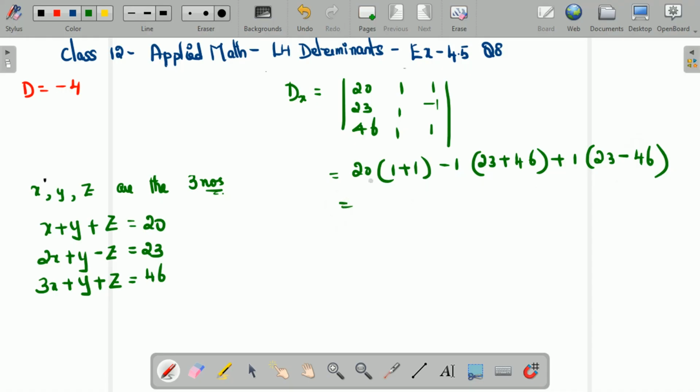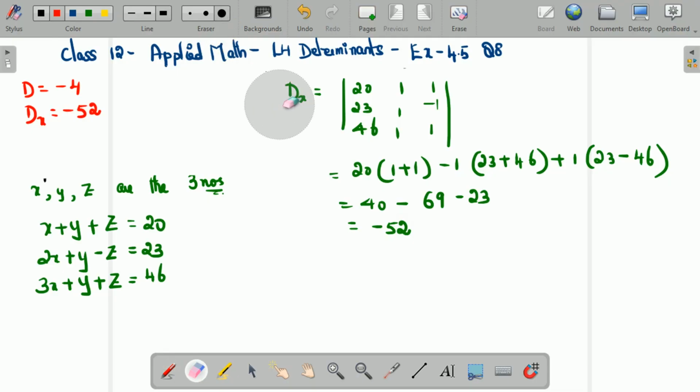So into 20, this is 40, minus, this is going to be 23 plus 46. So that is going to be 69. 23 minus 46 is minus 23. So now we evaluate this. The value is going to be equal to minus 52. So let's note down the Dx value. Dx is equal to minus 52.